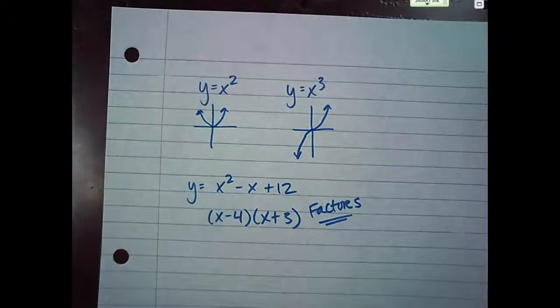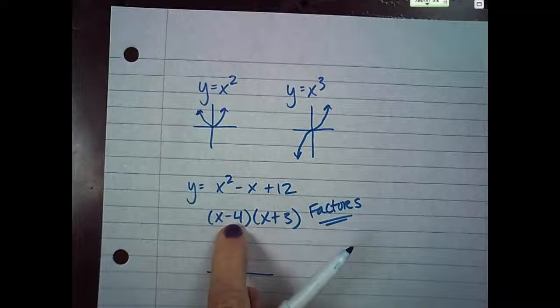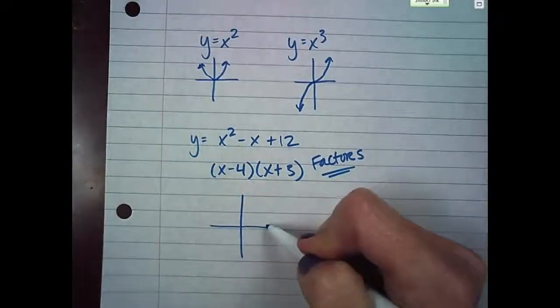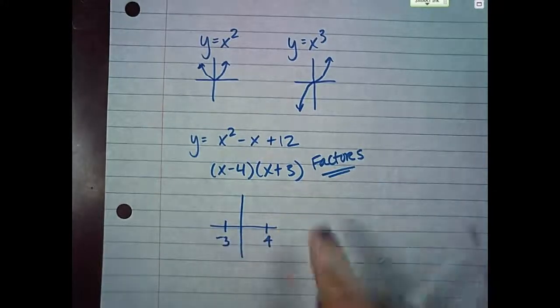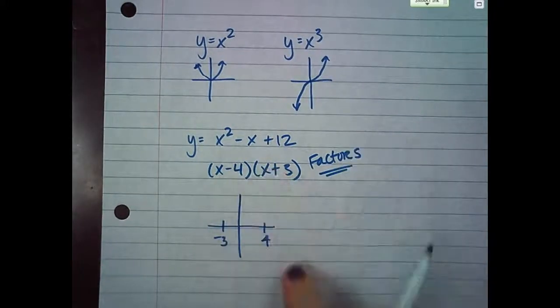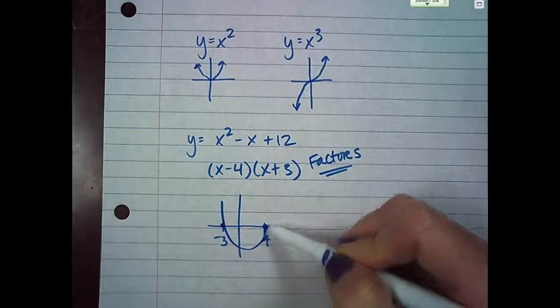Your calculator will do it too. But the reason you graph it is I gave you the factors, but when it's 0 would actually be at the opposite. 4 minus 4 is 0, so at 4 is where x is 0, and at negative 3 is where x is 0. So when you graph, you take the opposite. Which there would be your parabola.